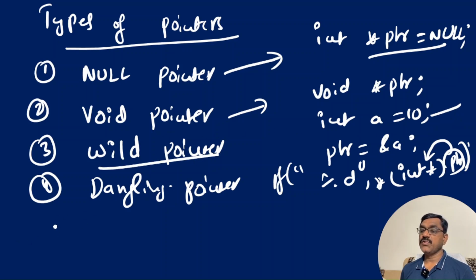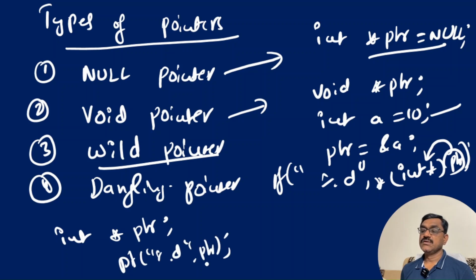What do you mean by a wild pointer? The wild pointer concept here is, for example, we are saying int *ptr, right? But we are not going to store the address of any other variable in ptr, and assume that printf %d, just we are printing ptr. So here we are going to get the segmentation fault error. Why? Because we have declared the integer pointer, but we didn't assign any address. The pointer which does not point to any address is called a wild pointer.